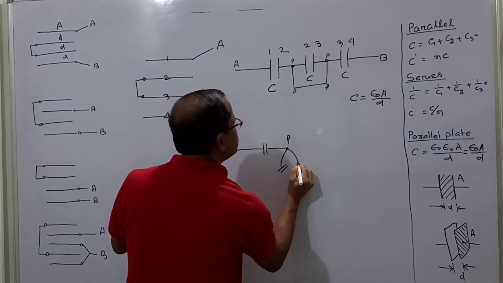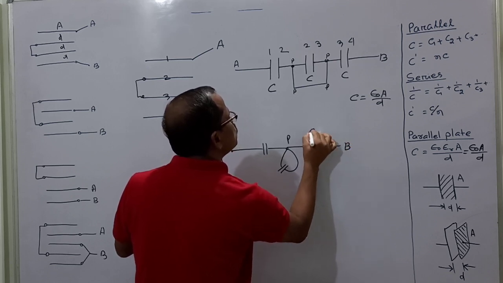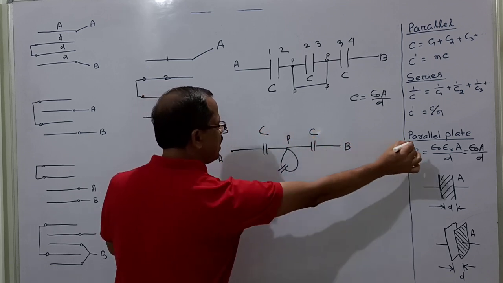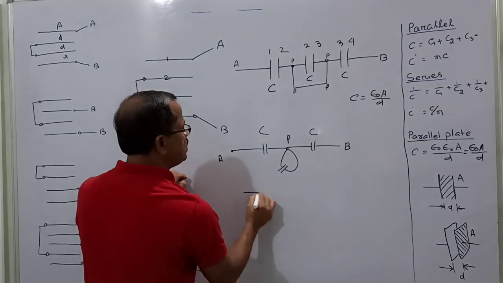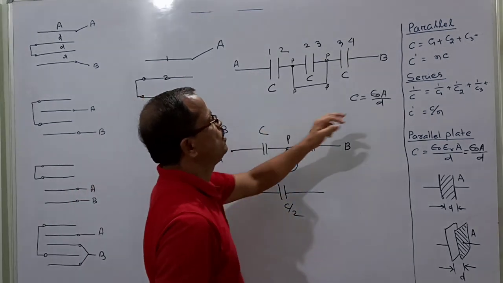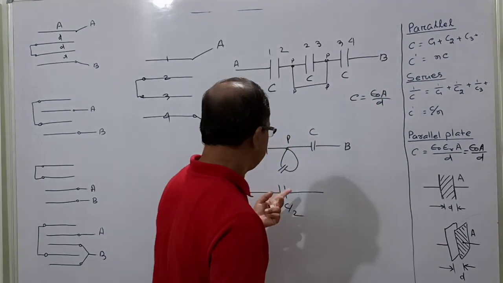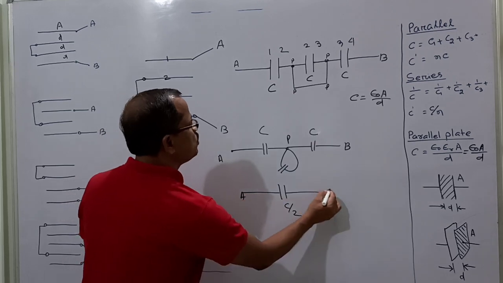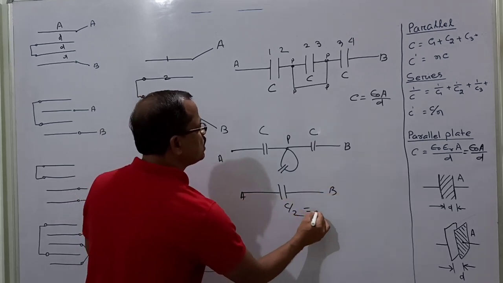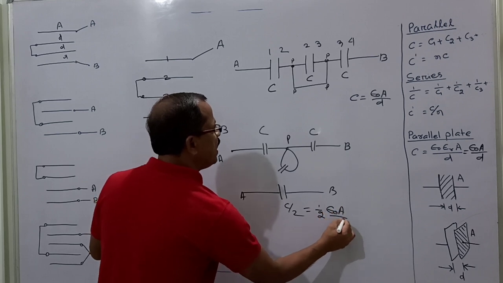And again it is coming like this. Now this is the point B. So these two capacitors are connected in one line, so both the capacitors are in series. Combination of series is equal to C by 2 here. So if the capacitors are in series, this will be C by 2. So the net capacitance between the points A and B is C by 2, that is 1 by 2 of epsilon 0 A by D.